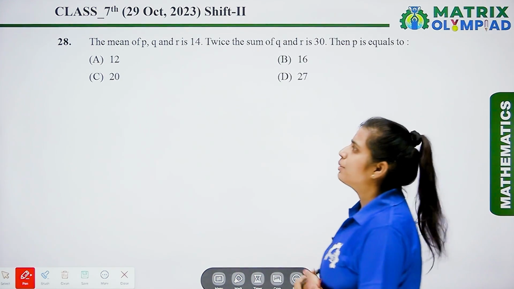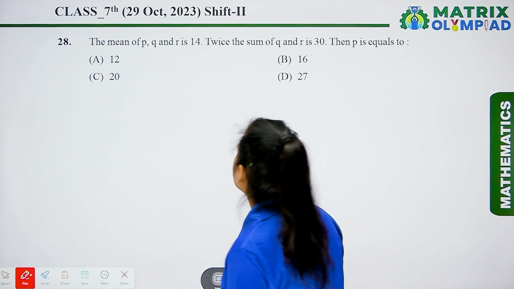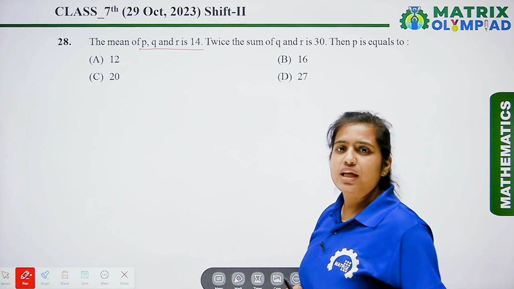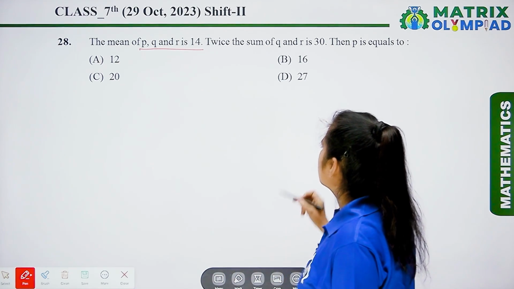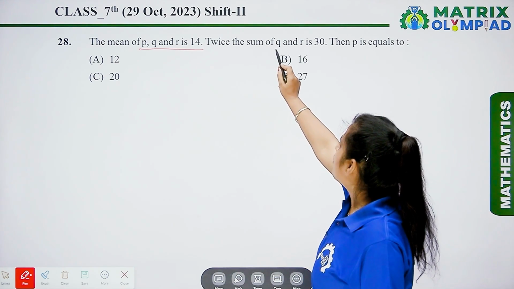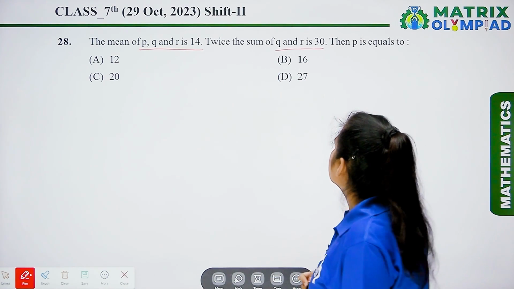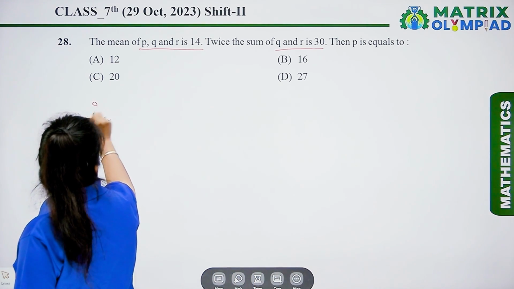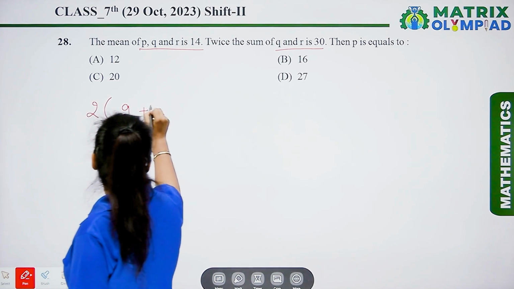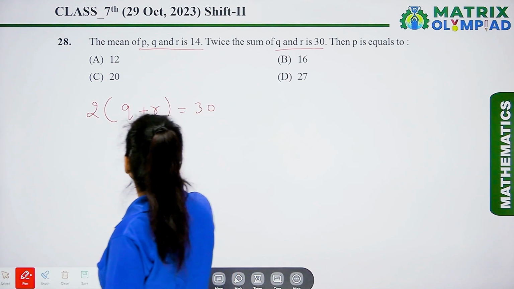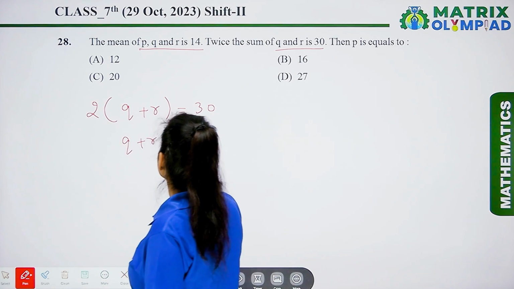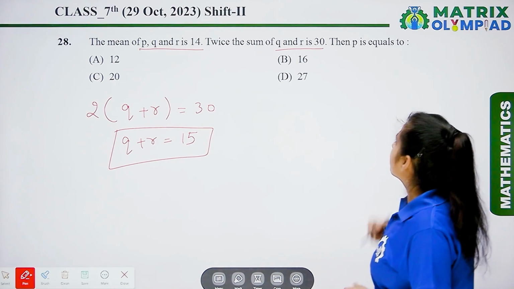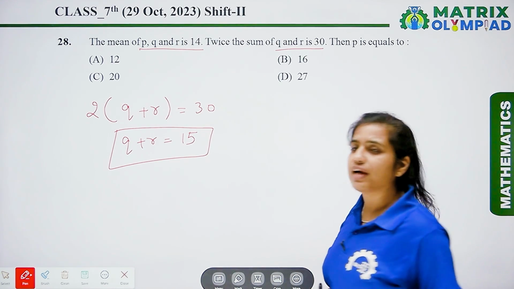Let's start the next question. Question number 28. The mean of P, Q and R is 14. Here the mean is given to us, that is, the mean of P, Q and R is equal to 14. Twice the sum of Q and R is 30. So here we have twice of Q plus R is equal to 30. It means Q plus R is 15. That is given to us. Then find P is equal to. So here we have to find the value of P.